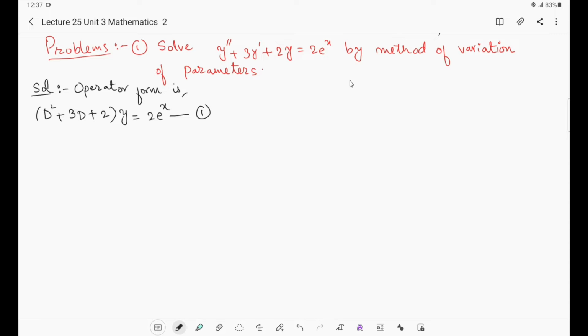But how to solve this by using the previous method? One way: we find the complementary function, that is, write the auxiliary equation and find the complementary function. Then because the right hand side 2 into e power x is in the form of e power ax, for finding the particular integral we have the e power ax case. So how to find the particular integral? This is the first case. So we can solve by using previous methods also.